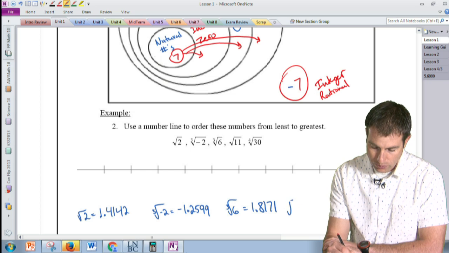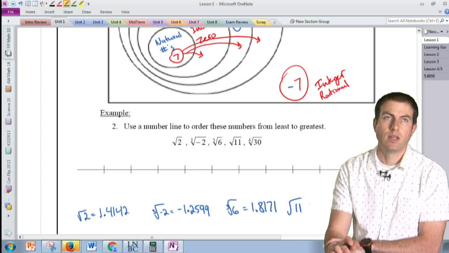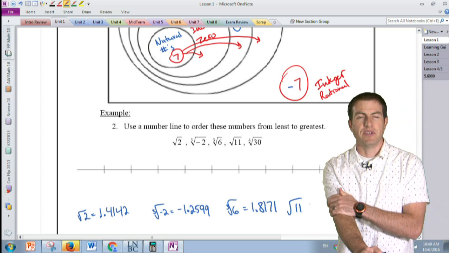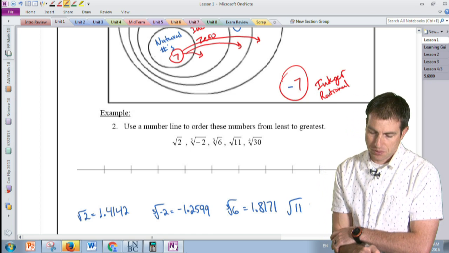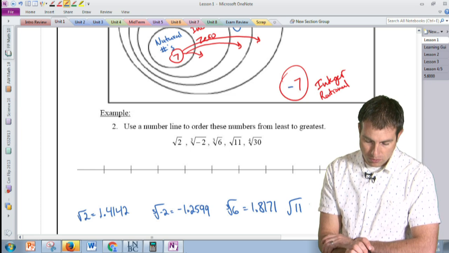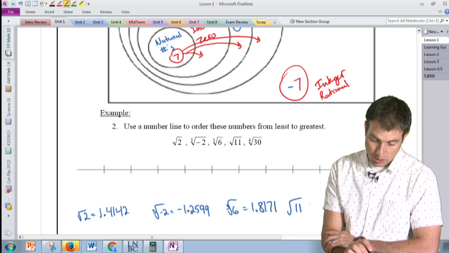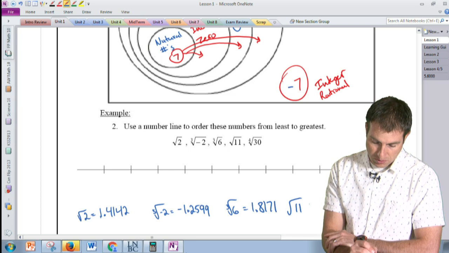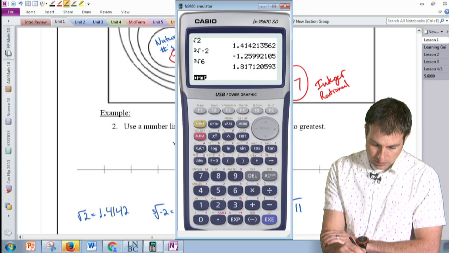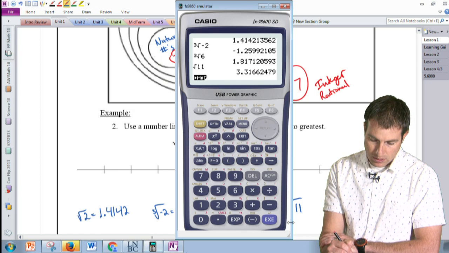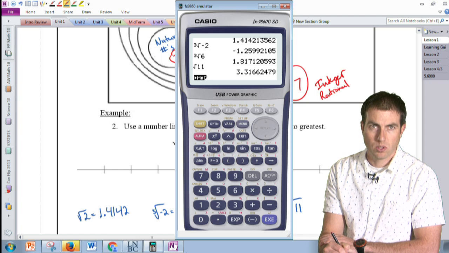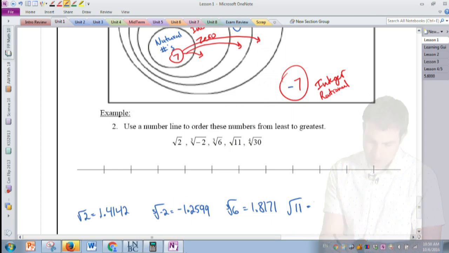The square root of 11. Square root of 9 is 3, so this is going to be probably a little bit more than 3. Square root of 16 is 4. So it's going to be 3 point something, I would imagine. Let's find out. Square root of 11, 3.3166. Happy with that.